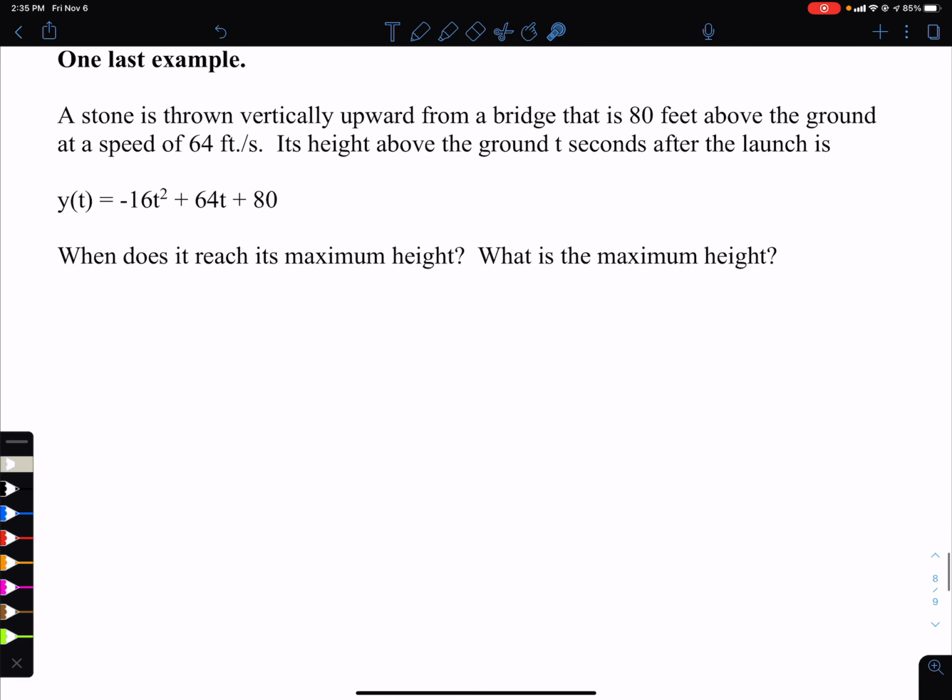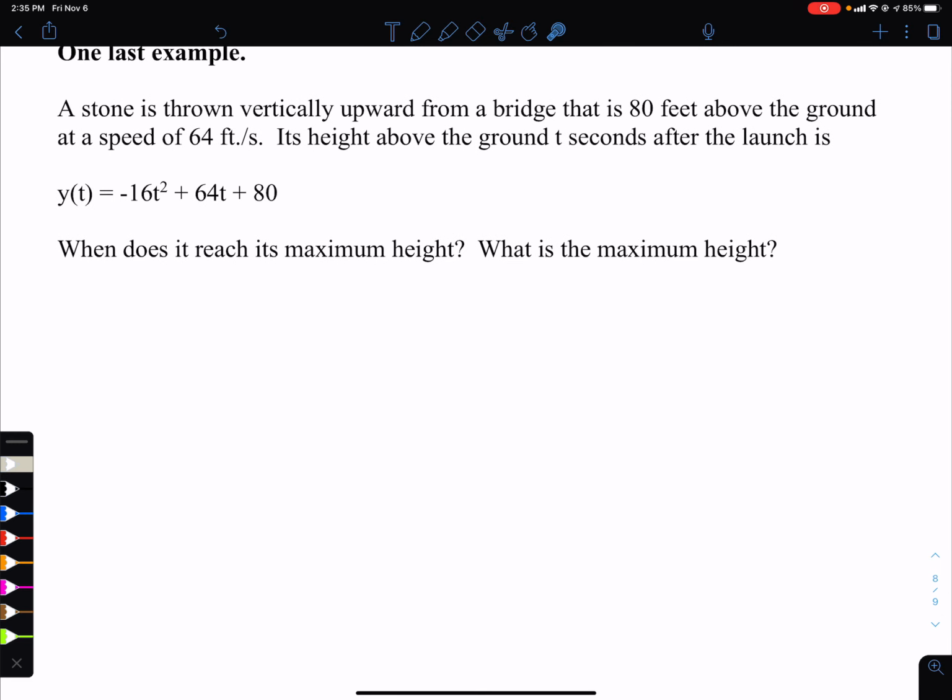And this last example, I will do this. Hopefully you're not getting too tired. You don't have to watch this last one if you feel like you've got it. But a stone is thrown vertically upward from a bridge that's 80 feet above the ground at the speed of 64 feet per second. Its height above the ground t seconds after launch is this. So this is the position function, its height.